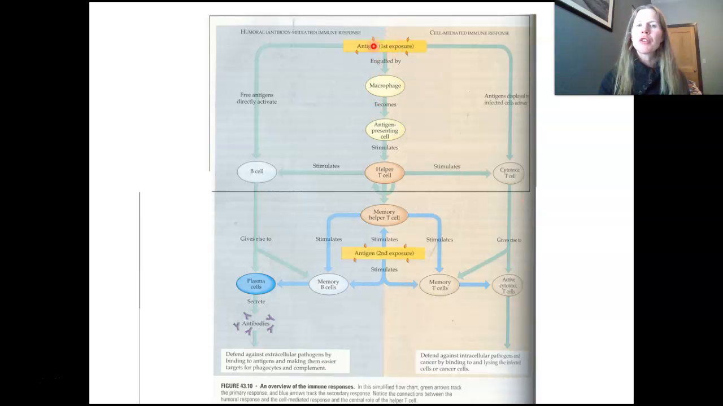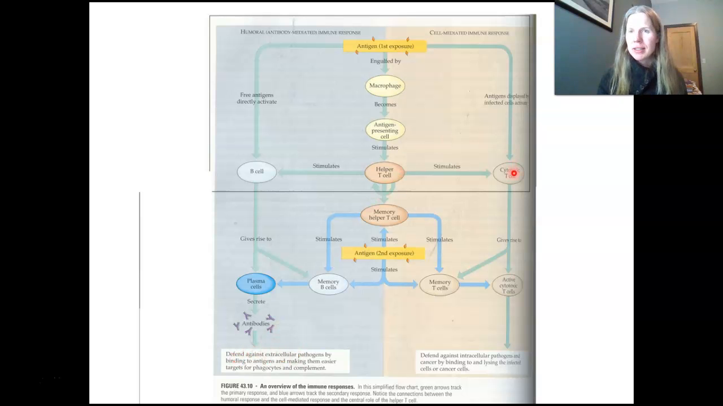So notice what happens. Our first exposure, our antigen is engulfed, so we can run through the whole spiel here. Engulfed by a macrophage, which becomes an antigen-presenting cell, and uses its MHC2 to hold that antigen out on the surface, and the helper T cell is like, ooh, I recognize that, right? Notice the helper T cell stimulates cytotoxic T cells and stimulates B cells. Once they're stimulated, and we select the correct B cell, it's going to go through clonal selection, clonal expansion, produce plasma cells and then antibodies to fight off the disease.